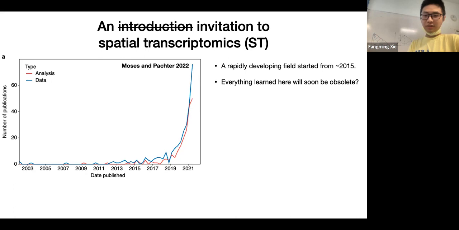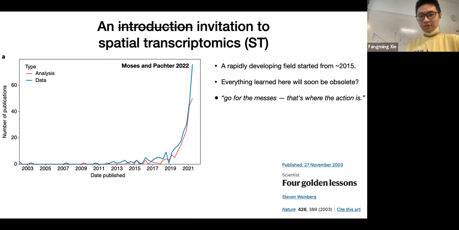And that implies everything learned here will soon be obsolete. That's in part true, maybe, I don't know, but not so much, because the elements will be reshaped and rearranged to create new things, and the fundamentals hopefully will be carried over in the future. Also, here's a quote from a theoretical physicist who died last year or so, if I remember correctly, Steven Weinberg. He once wrote in Science a very brief but beautiful article called Four Golden Lessons that summarized his scientific career. One of his lessons is: go for the masses. That's where the action is. So this field is where the masses are and where the action is ongoing. And I think it's a great field to dive into now so that you can embrace what's happening next.